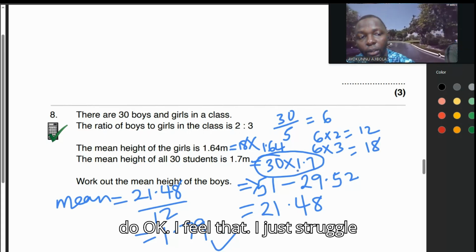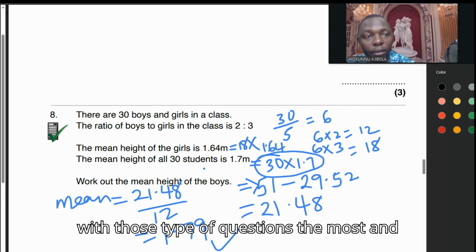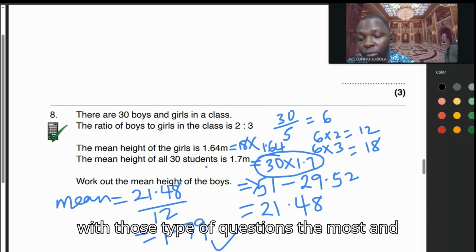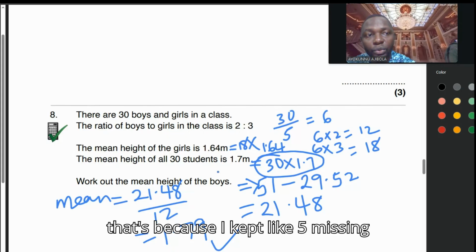Yep, I do. I think that I just struggle with those type of questions the most, because they're twisted. It's find the missing data.